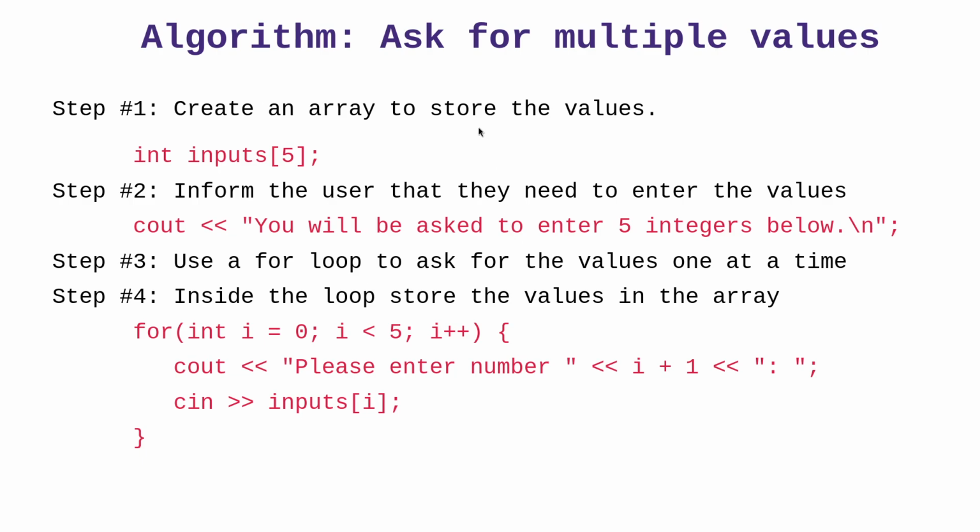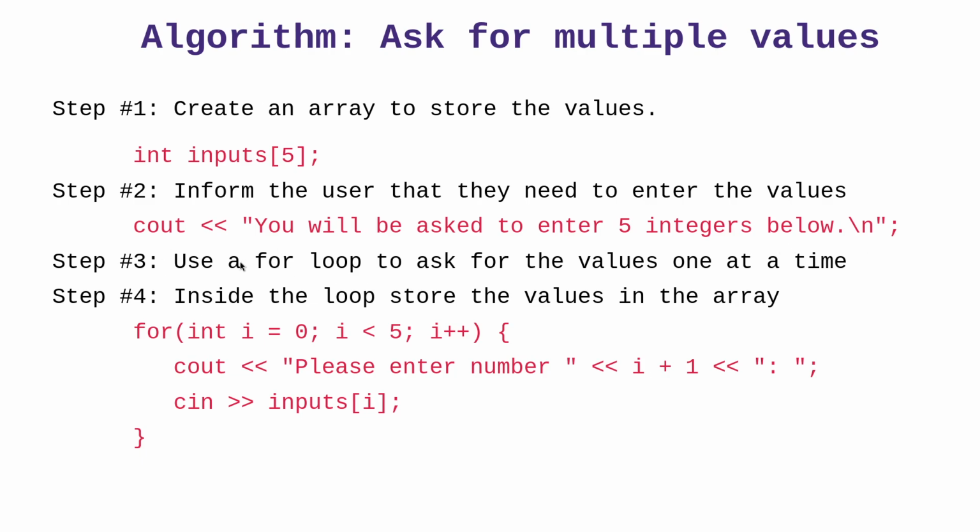So let's say that I want the user to enter five values. I will declare that the array will contain 5 values. Okay, so notice there is no equal sign and curly braces because I do not yet know the values. So I am just doing a declaration. In step 2, I will simply tell the user what I want them to do, right? Such as you will be asked to enter 5 integers below, new line.